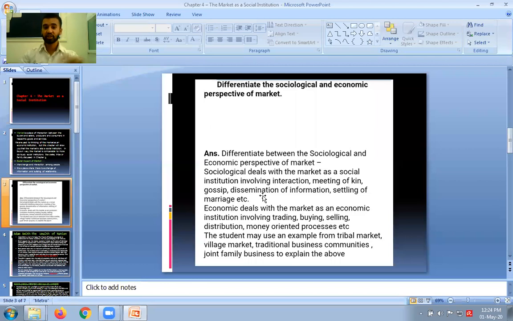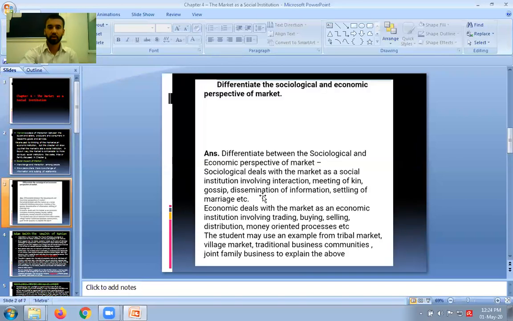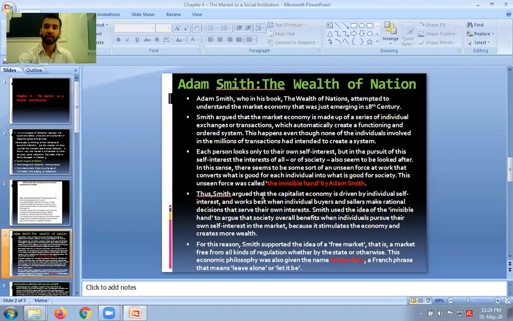Exchange of interaction or exchange of information takes place in the sociological perspective, and exchange of money or supply of money, in buying goods or services from certain people, happens in the economic perspective. I'm sure you have understood what I'm trying to make you understand here. Okay, so market and social aspect of market, differentiation between sociological and economic perspective of market.